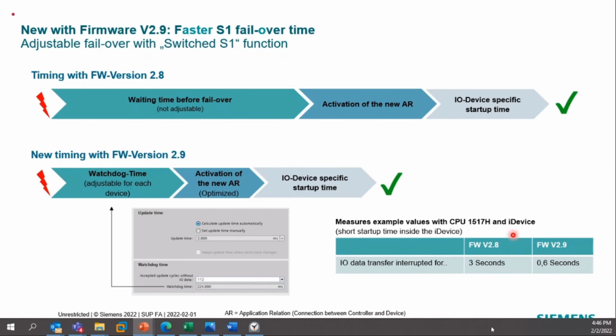We can get a short time during the I-device communication of the CPU. So think of a 1500H system connecting to a standalone 1500 as an I-device, and this is the time. Previously it was 3 seconds, now it is 0.6 seconds.